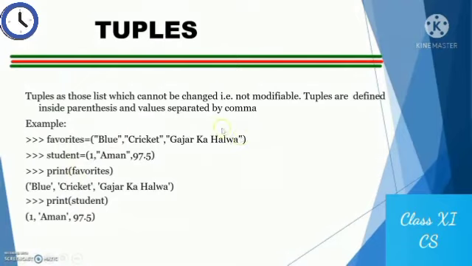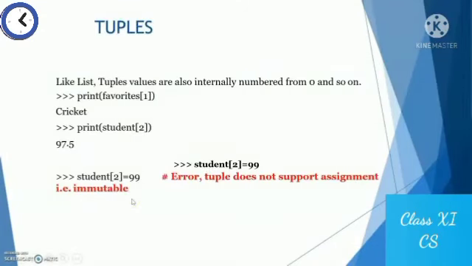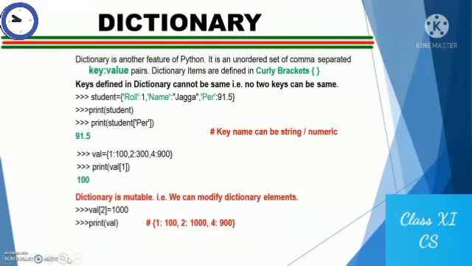Tuples are also lists which cannot be changed, that is, not modifiable. Tuples are defined inside parentheses and values are separated by comma. For example, favorite is equal to, we open the parenthesis and we can include the items. Like the string, we cannot use the assignment operator for each member in the tuple because it is immutable, and also the numbers in a tuple start from 0 onwards.